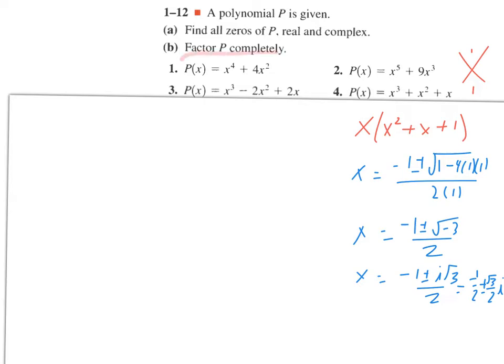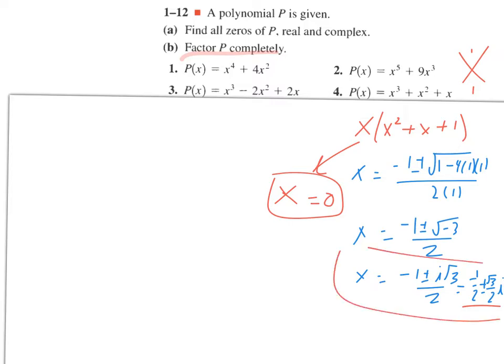So now it's asking me to factor it completely, so I want to include the idea that I can use these imaginary zeros as well as my real zeros. Oh, I didn't list my real zero at 0 since I took out that GCF right there, so I probably should have done that.